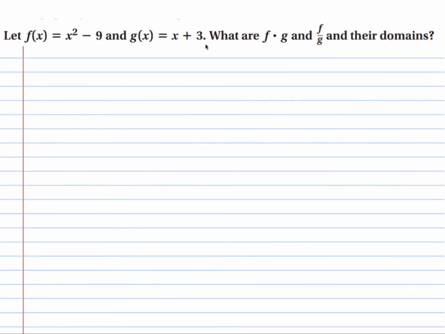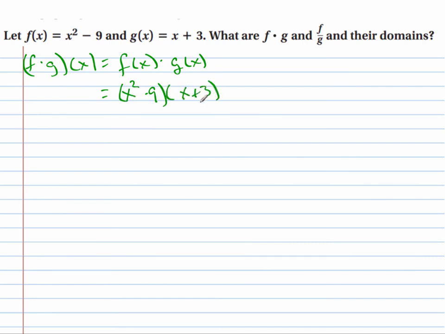Suppose I want to do the product, and we've switched our functions here. So f times g of x is f of x times g of x. And this one is x squared minus 9 times x plus 3. Now we want to multiply this out. We can FOIL this out. A couple of things you can do. You can use the area model for this problem. Why don't I just FOIL it?